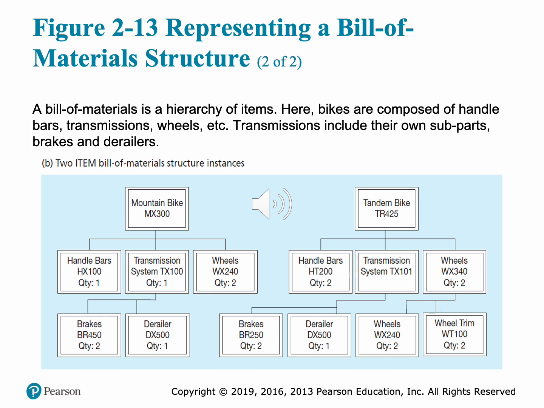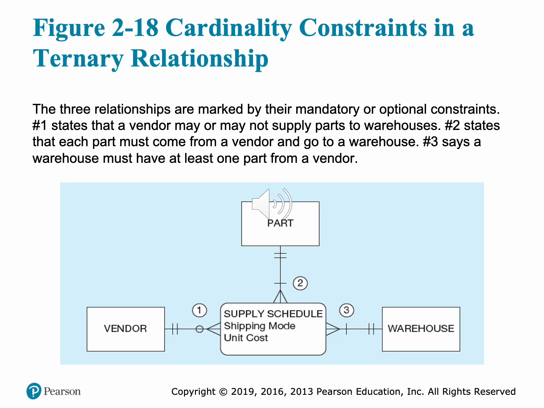Figure 2-13 represents a bill of material structure. Unary relationships, especially one-to-many and many-to-many, often depict hierarchies. Bill of materials, or BOM, is one example. Another example is a supervisor relationship between employee entities in Figure 2-21, slide 41. The relationship also depicts a hierarchy, this time of employees.